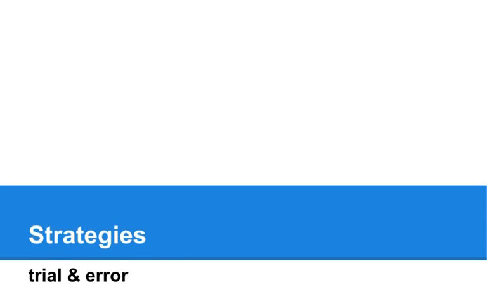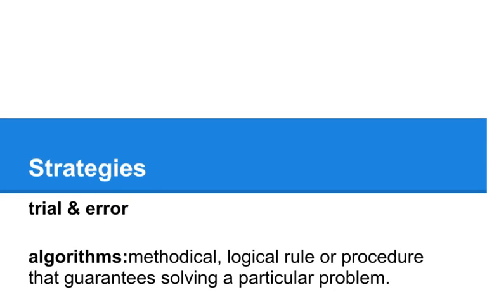The second strategy that people tend to employ when they are solving a problem is using an algorithm. The definition of an algorithm is a methodical, logical rule or procedure that guarantees solving a particular problem. So the easiest example of an algorithm would be, again, a math-related idea, some sort of mathematical equation. Any single time you use an algorithm, you're guaranteed you're going to get the correct answer. Sometimes algorithms can be time consuming.